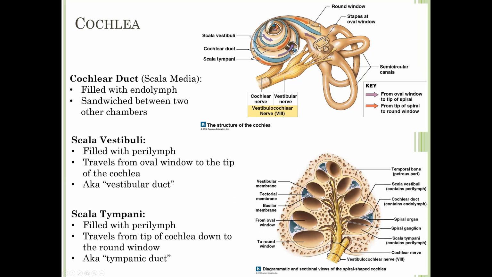And then when you get to the very tip of the cochlea, so the tip of the snail shell, and you go down the other side, and that's shown by the red arrows in this top picture, that is called the scala tympani. So it travels from the tip of the cochlea down to the round window, and when we look at this cross section down here, the scala tympani would be these chambers below the cochlear duct. And these are sometimes also called the tympanic ducts.